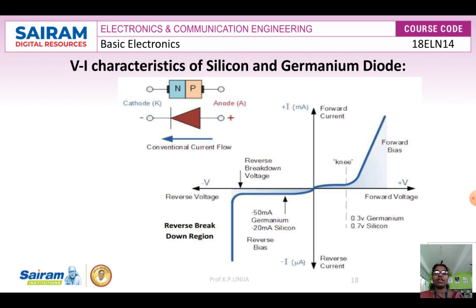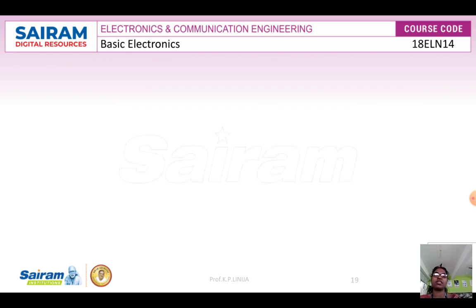The same way in the reverse characteristics too. In the reverse breakdown, the current is minus 50 milliamps for germanium and 20 milliamps for silicon. That is called reverse bias. So the reverse breakdown region is in the third quadrant and the forward bias is in the first quadrant. It's very clear. The knee voltage is nothing but, for germanium 0.3 volt and for silicon 0.7 volt.